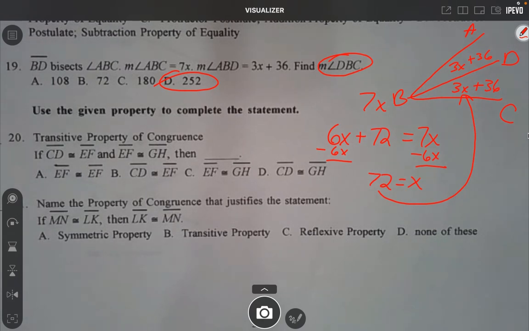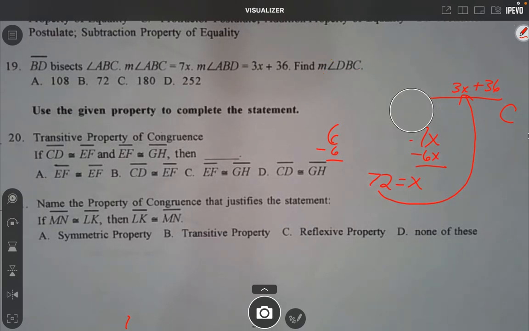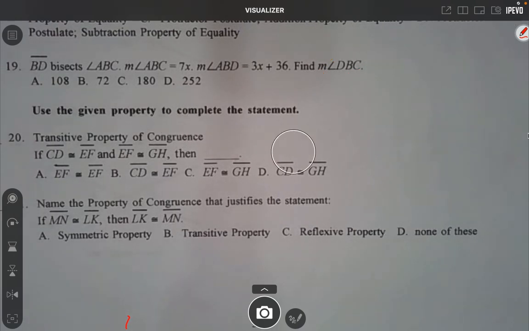Y'all have any questions? Okay. Keenan, are you getting all this? Okay. I'm gonna get A. Everybody's good with this? Yeah? Alright.